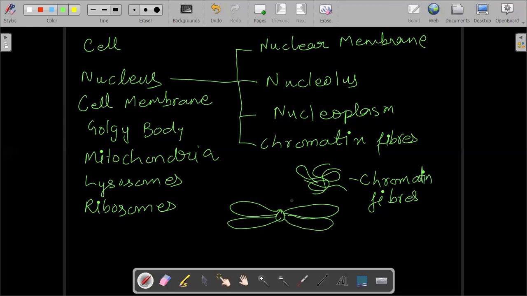Okay. So they become thick in structures like this, which are called chromosomes. So these are the chromosomes, and here these two structures which we see are called chromatids. Each structure here is called a chromatid, and these two are called sister chromatids.